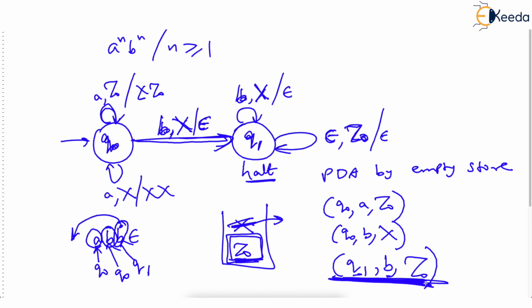You have not defined this triplet at all. So the machine halts in Q1. So what will you say about this? Hello? The machine has halted in Q1.